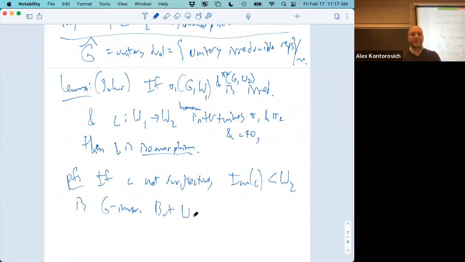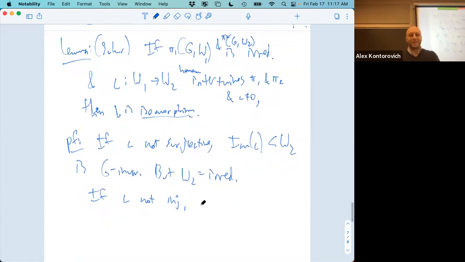But W2 is irreducible. What if iota has a kernel? What if it's not injective? If it's not injective, then it's a linear map, so it has a kernel. Then the kernel of iota, which is the set of things in W1 that go to 0, is also invariant. If they map to 0, then this is an intertwiner. So G preserves this kernel. This is also G invariant. But W1 is irreducible.